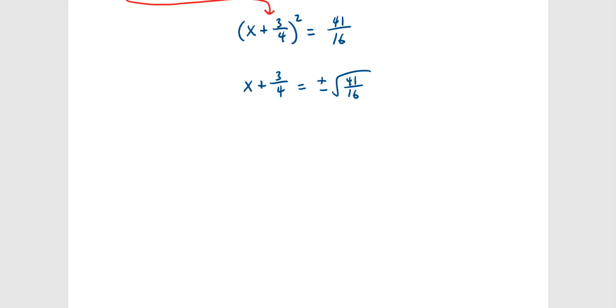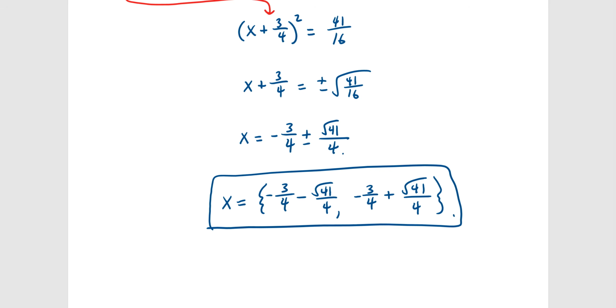And we have to subtract 3/4 on both sides, so negative 3/4 plus or minus radical 41 over 16. So what I'm going to do is square root the numerator and denominator separately. The square root of 41, you can just leave it just like that. The square root of 16 is 4. So there we go, we have our answers. Negative 3/4 minus radical 41 over 4 and negative 3/4 plus radical 41 over 4. Definitely a little bit messier, but same concept.